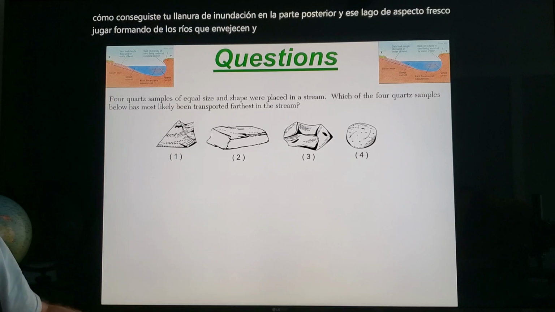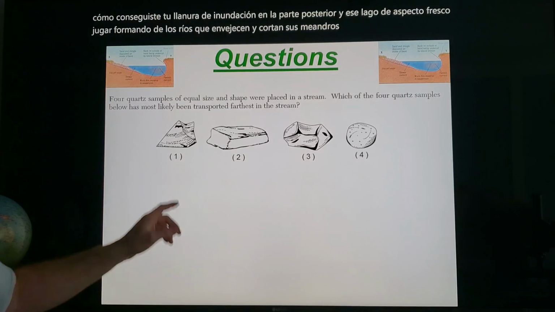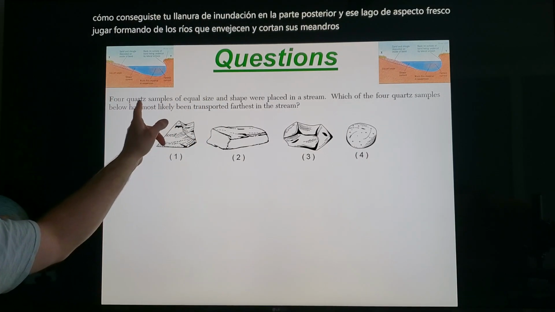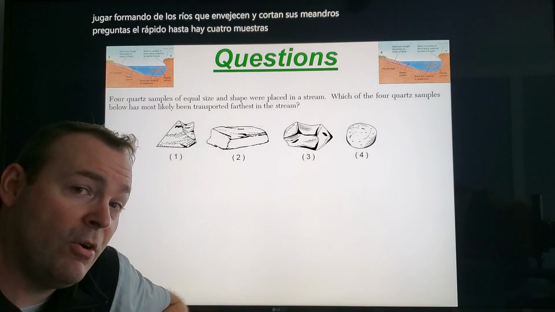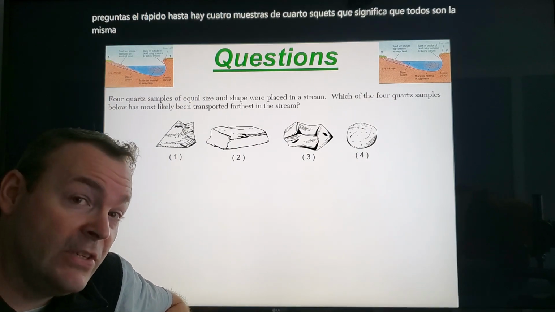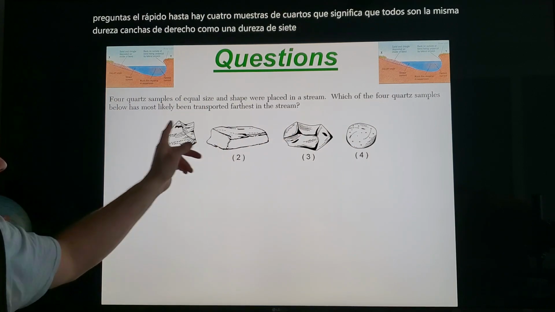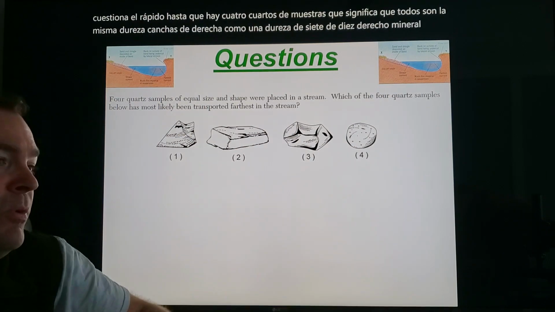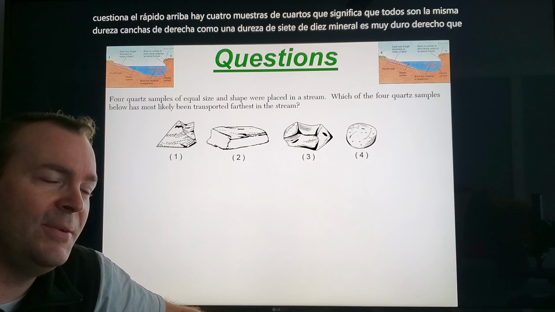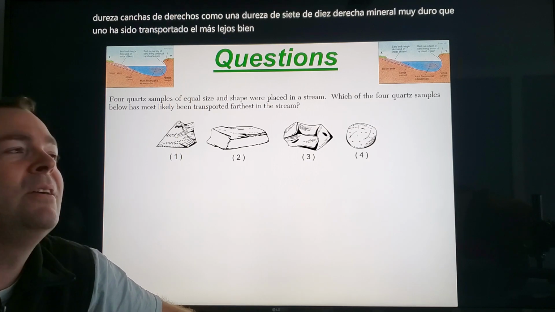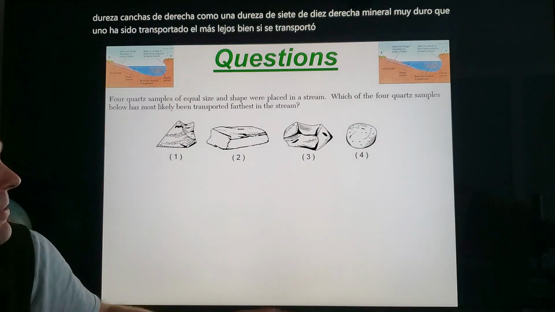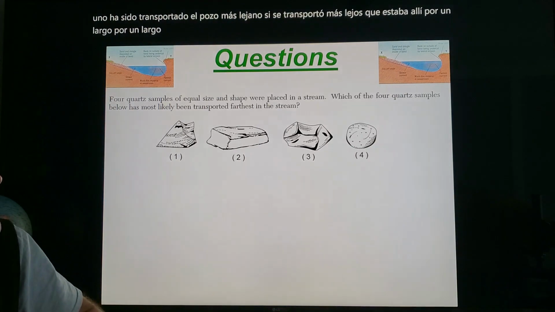Okay. A couple of Regents questions to wrap it up. There are 4 quartz samples. That means they're all the same hardness, right? Quartz has a hardness of 7 out of 10, right? Very hard mineral. Which one has been transported the furthest? Well, if it was transported furthest, it was in there for a long time, so it would get smaller and rounder, and hopefully you chose number 4.